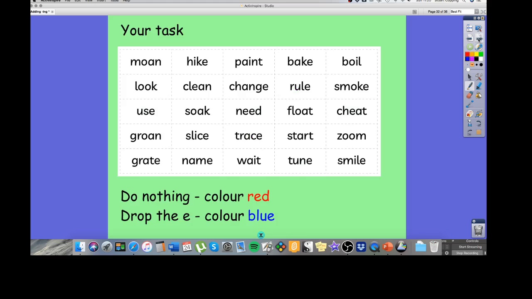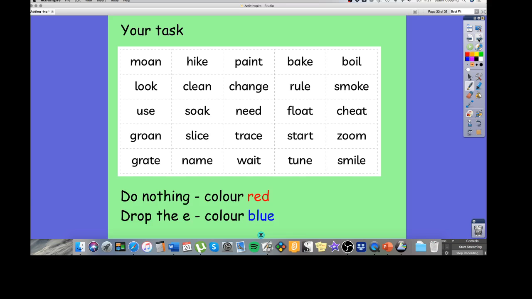Okay, right. So you will have this sheet in your pack. What I want you to do is sort them. Last week you cut them out and you stuck them in different things. I don't want you to do it this week. I want you to do something different. Any of the words you do nothing to, I want you to colour in red. So I want you to colour the box in red.